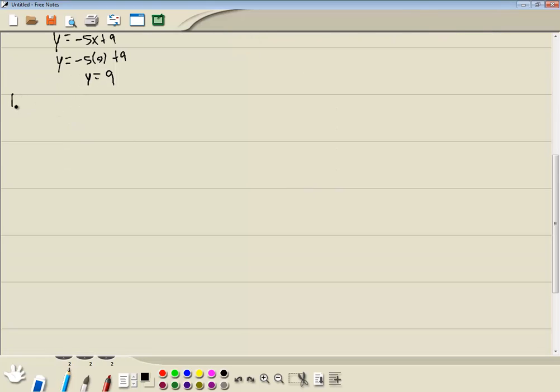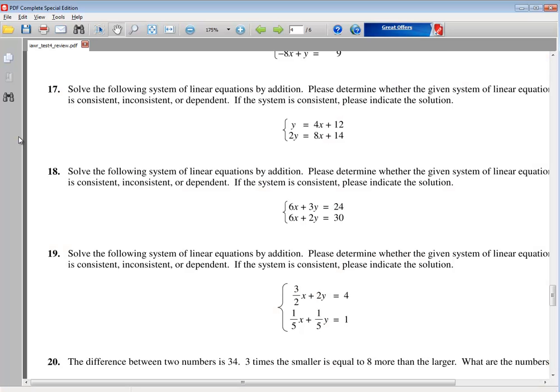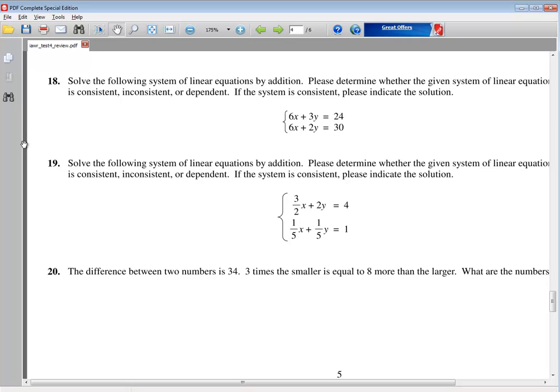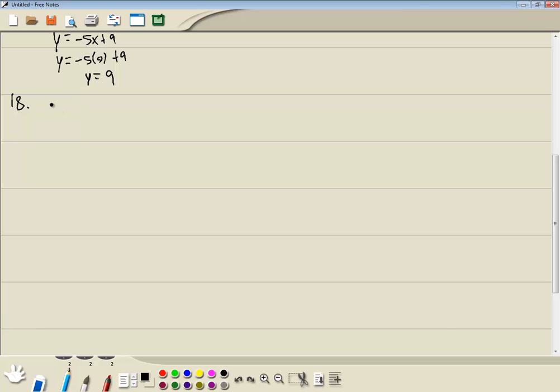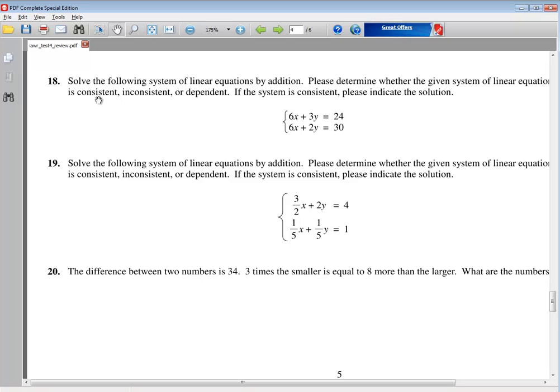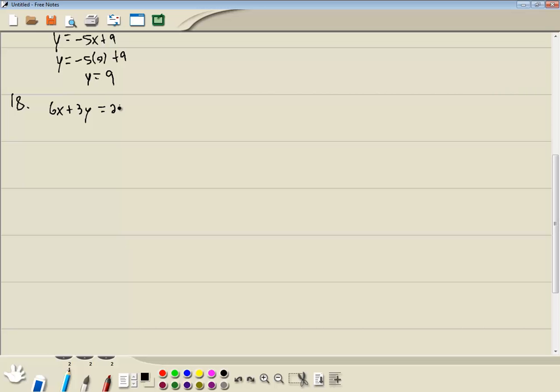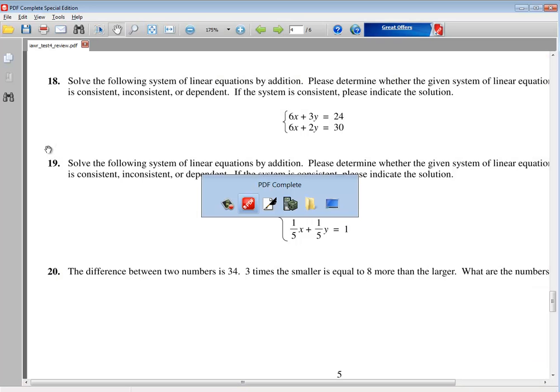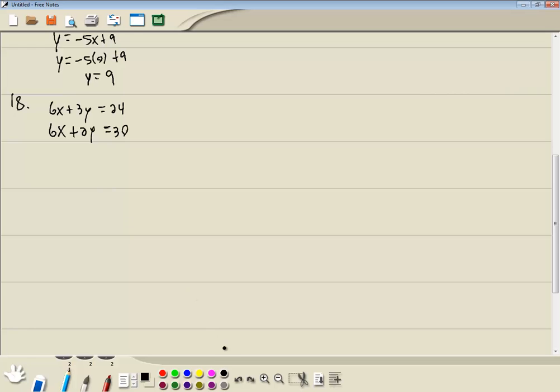Number 18. Solve the following system by addition. 6x plus 3y equals 24, and 6x plus 2y equals 30. Notice that the numbers in front of the x's are the same. Something's going to happen with that.